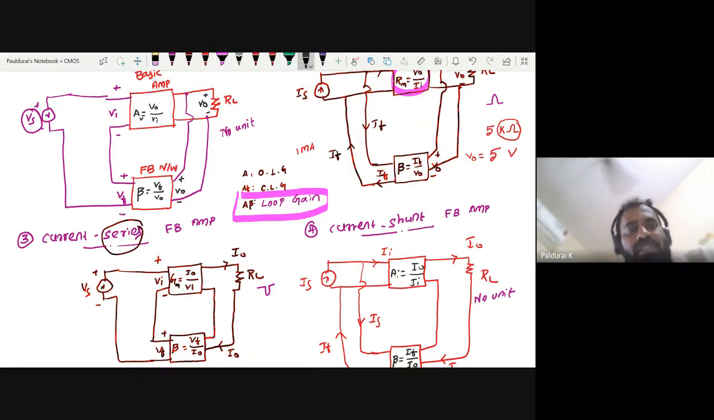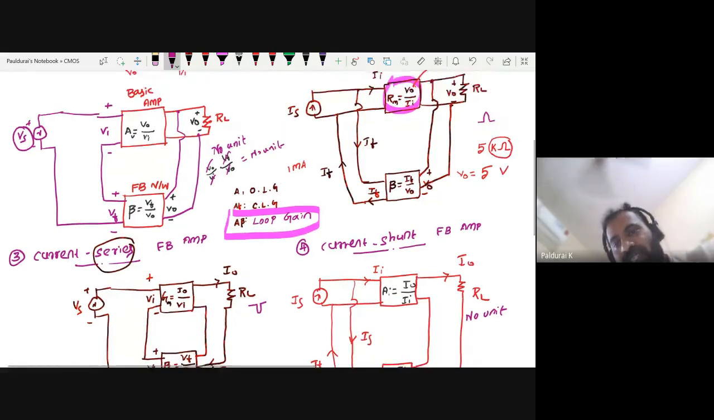For this topology, voltage series, what is A V? V out over V I. What is beta? V F by V out. What is the unit I am asking? See, these two, voltages, voltage get cancelled. So no unit.